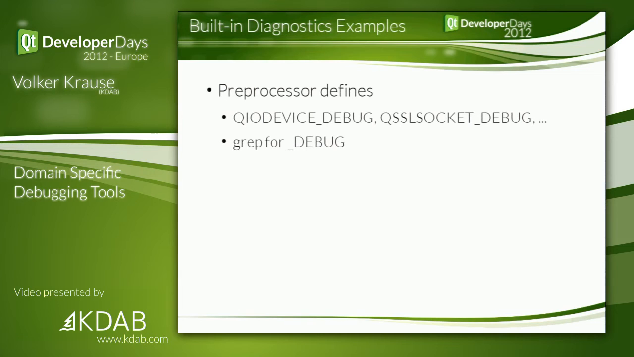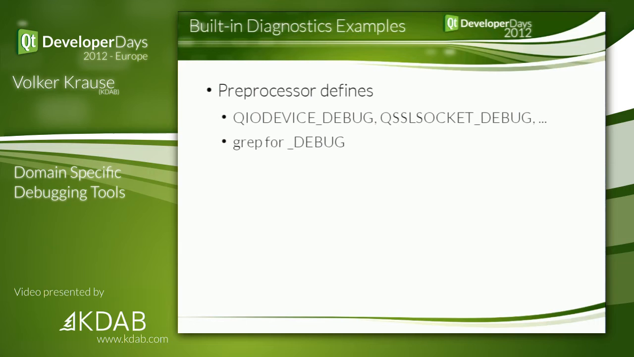If you grep for _debug in the Qt code, you find hundreds of ifdefs, usually one per class or one per smaller component, that allows you to enable additional, very detailed diagnostic output. There's just one example there for the QIODevice and the SSL socket. They are mainly useful while working on that component, but if you have very weird bugs working with that, it can also be useful to enable that, and you see what exactly Qt is doing as a response to what you are trying to do.